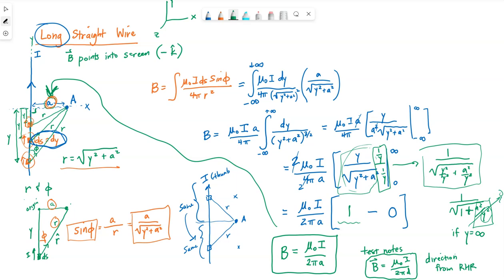So this equation, we don't need to derive it again. We can totally use this solution for any problem that we're solving that involves a long straight wire. And so we'll do some examples as well to represent that and show you how to use the equation.